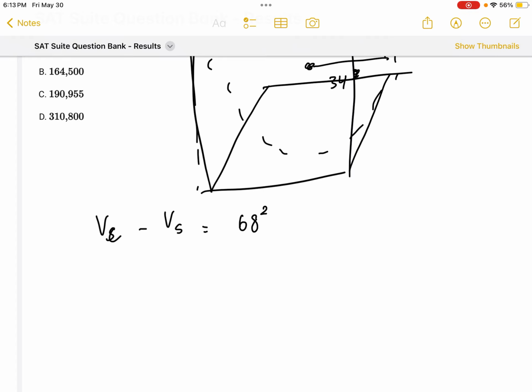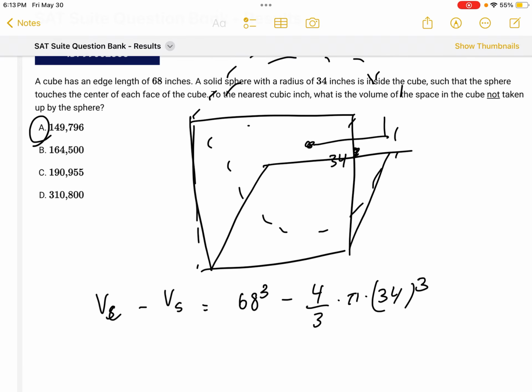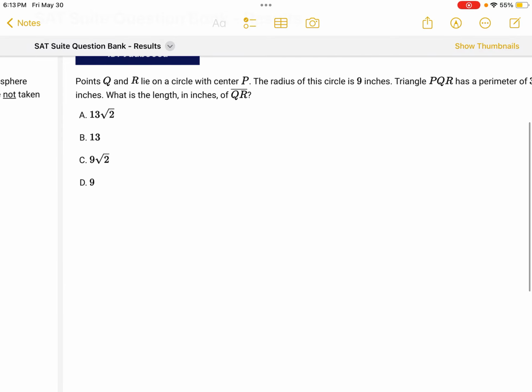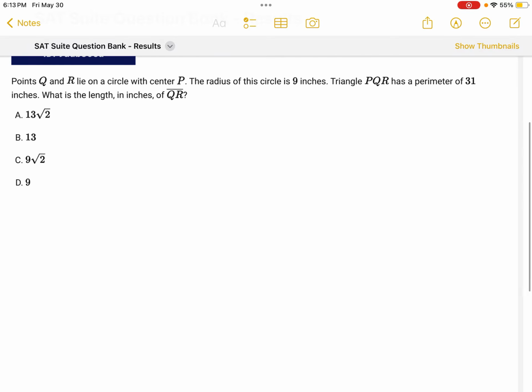That'll just be 68 cubed because the volume of a cube is the side length cubed. Minus, if we apply the formula for the volume of a sphere, it's just 4 over 3 times pi times the radius cubed. In this case, it's 34. And if you run this in the calculator, 68 cubed minus 4/3 pi times 34 cubed. Yes, if you round this answer to the nearest whole number, you end up getting option A, 149,796. All right, let's keep going.